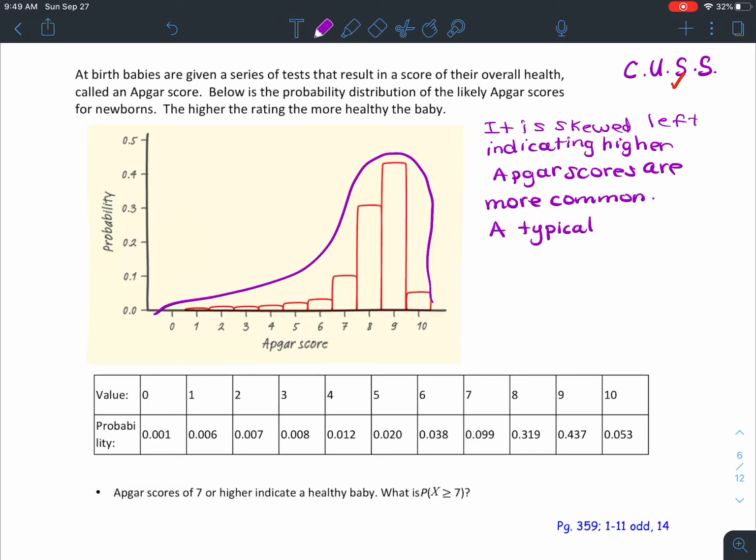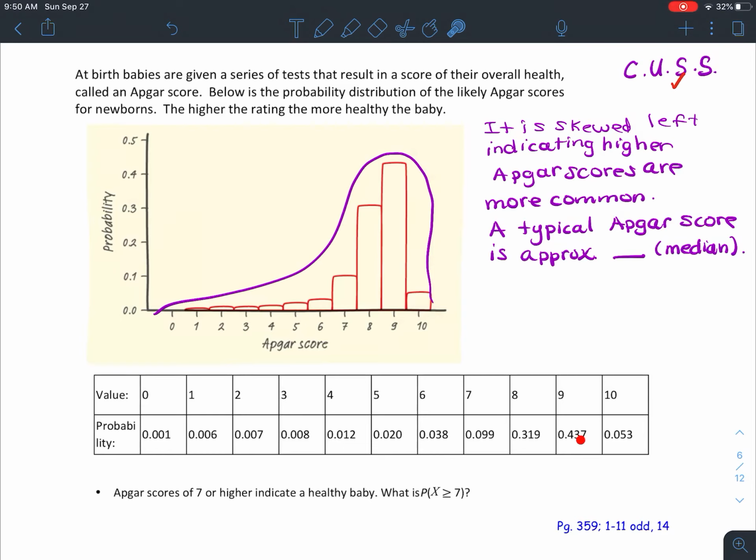Now we're going to talk about the center. A lot of times you can use the word typical to really just mean the center here. Please keep in mind that if we're talking about this shape being skewed, a median is a much better way than a mean to describe the center. We don't actually have the individual values anyhow, so we're going to say a typical APGAR score is approximately, and I definitely want to use the median.